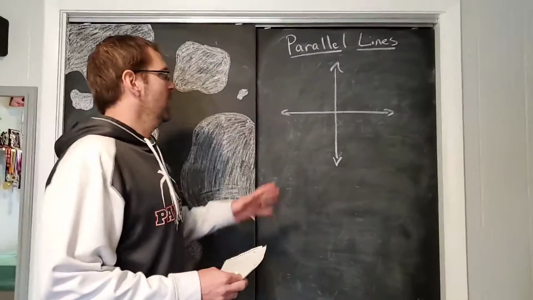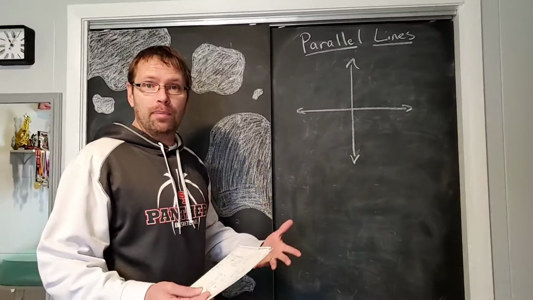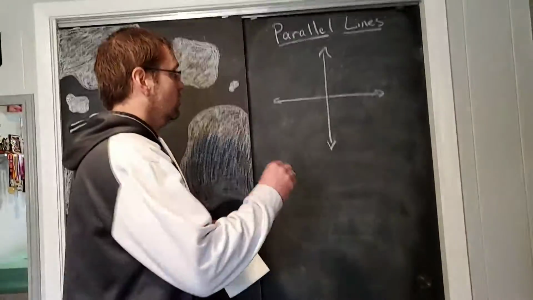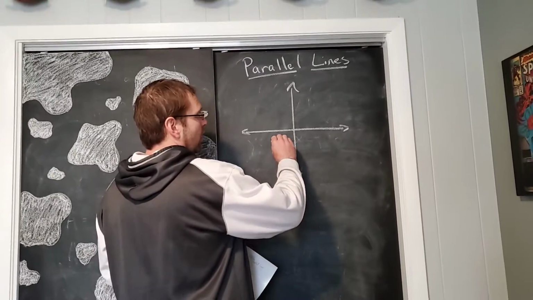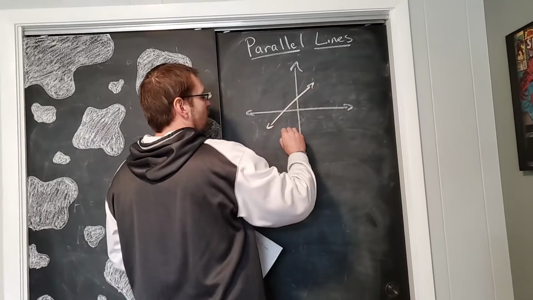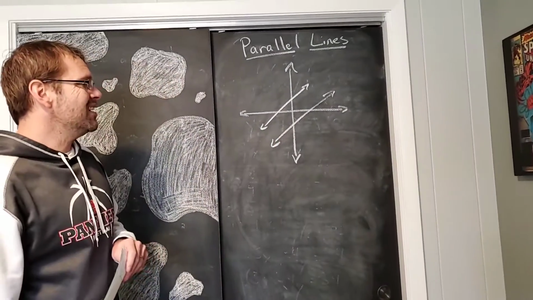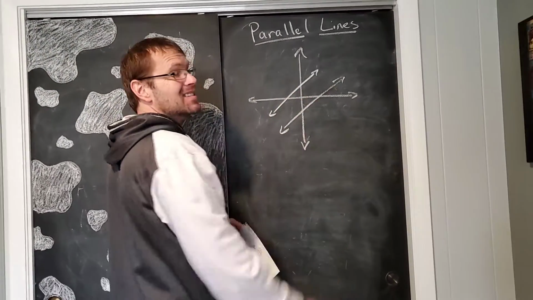Okay, so today we're going to talk about parallel lines. Now, we all know what parallel lines are, but more specifically, we're going to talk about the slope today. All right, so now if I draw a couple parallel lines here, and it doesn't really matter where they are right now, what we can see right away is that their slope is exactly the same.